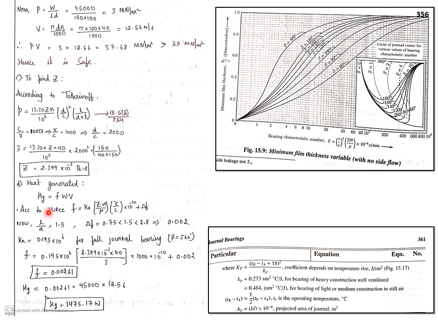Once you know all the values, you substitute back in McKee's equation to find the value of f, the coefficient of friction. Once you get the coefficient of friction, you can substitute it in the heat generation equation. Multiply it by the radial load and velocity. The velocity we already found here. You can directly substitute back here to get the value of heat generation.